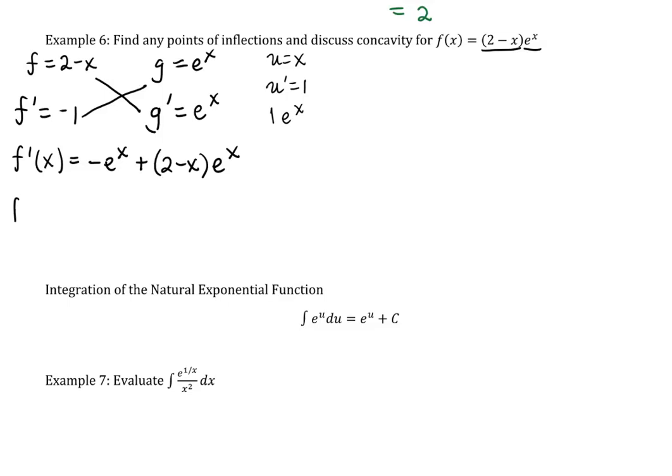Now let's go in and take our second derivative, f double prime of x. The derivative of negative e to the x is simply negative e to the x. The negative just comes down as a coefficient of negative 1, a constant that you can pull out, and the derivative of e to the x is just e to the x. We talked about that up here.